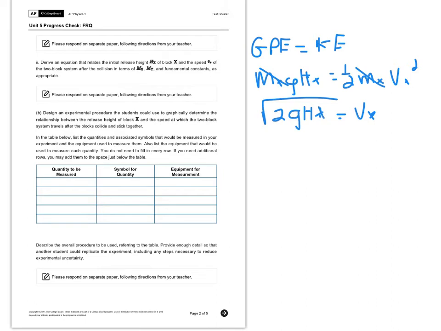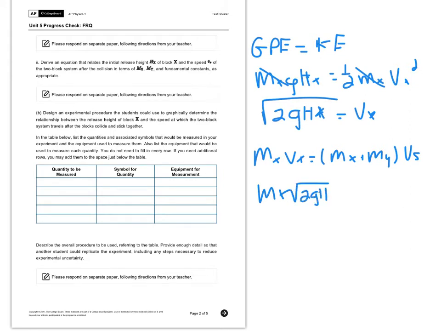Next we're going to go to the conservation of momentum. So it's an inelastic collision since they stick, which means that your mx vx will equal mx plus my times, and it wants it in terms of the variable vs. So vx equals the square root of 2g hx, making that substitution. We get mx square root 2g hx over mx plus my will equal vs.